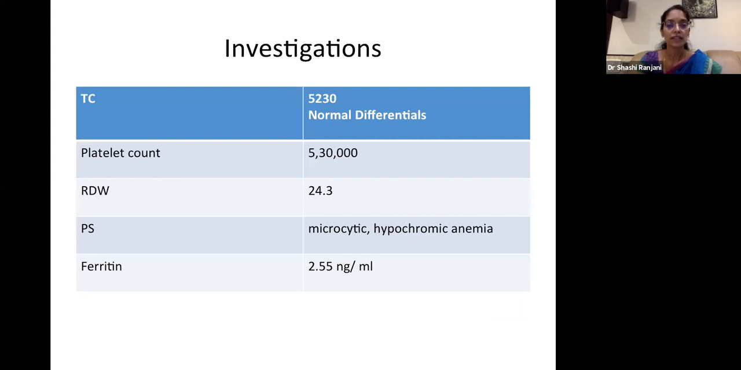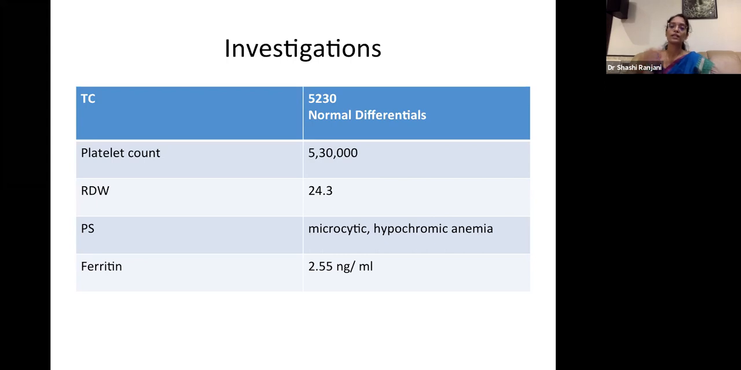Further investigation: whenever we read the CBC, it should never be in isolation. We should always read all the 3 cell lines in totality. The other cell lines were normal here, the total count and the platelet count were normal, and the RDW was increased. What the RDW says is that what we see in a peripheral smear as anisocytosis is represented as increased RDW. And the peripheral smear was, of course, microcytic hypochromic anemia. So we did the ferritin and it was less.